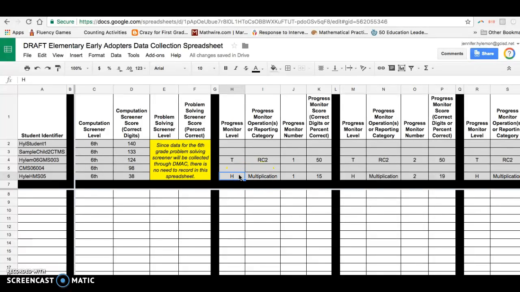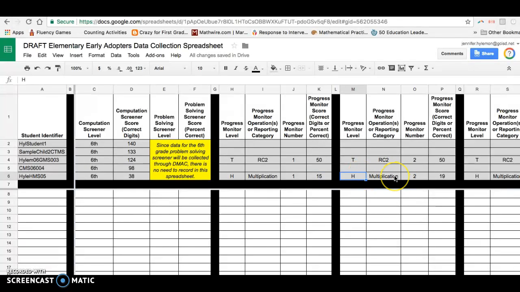So what I would ask teachers to record here is the level of the progress monitor, and I'm looking for that lettered level. For computation progress monitors, what operation or operations are being used in the monitor, in this particular case, multiplication. Which progress monitor number it is, is it number 1, is it number 5, somewhere in between? And then how many correct digits the student scored on that particular computation progress monitor. So this student is starting with the multiplication monitor, scored 15 correct digits.